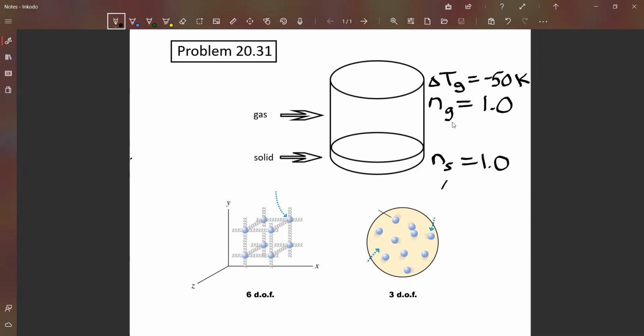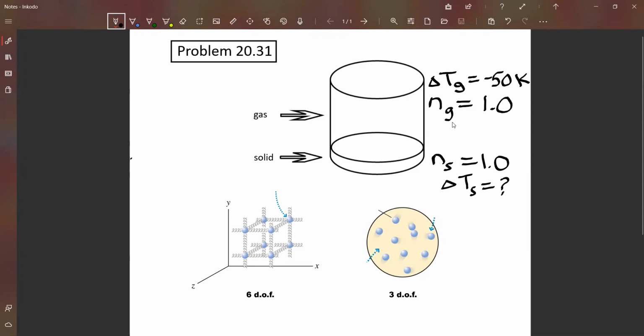We're not told the temperature change for the solid. That's what we're charged with finding. What is the temperature change for the solid? Well, qualitatively, we know that if the gas experiences a decrease in temperature, then the solid is going to experience an increase in temperature because they will always meet in the middle. One goes down, one goes up until they reach equilibrium.